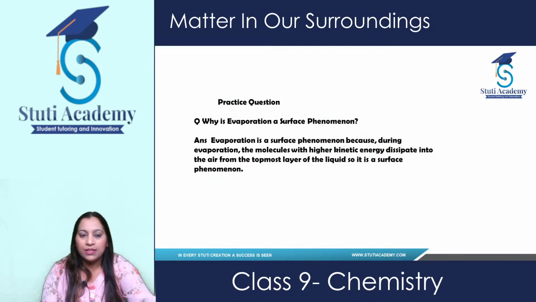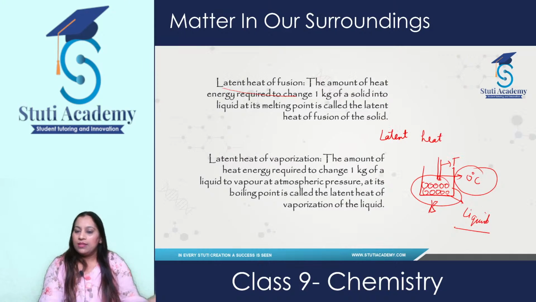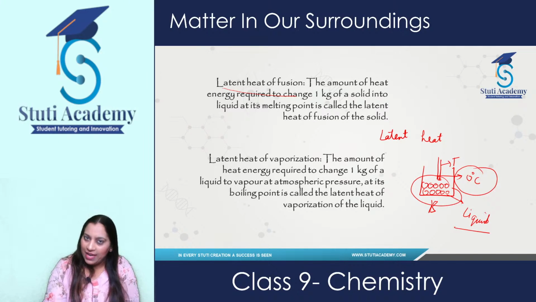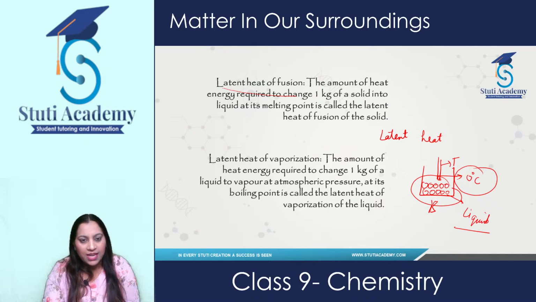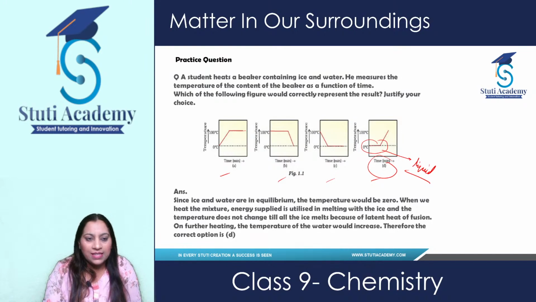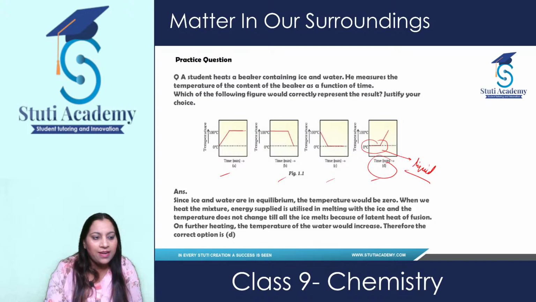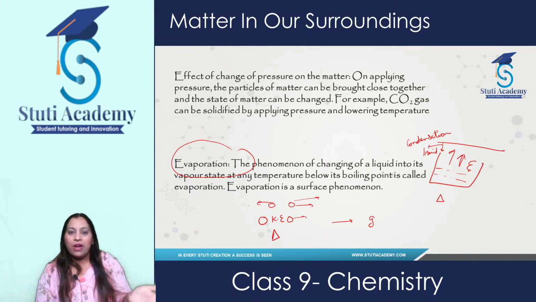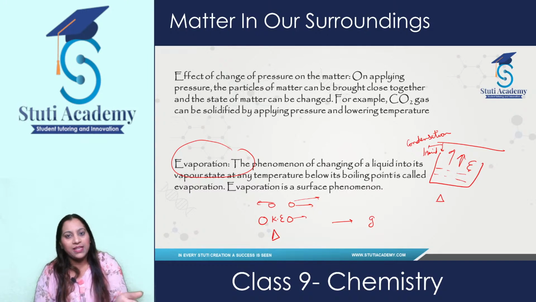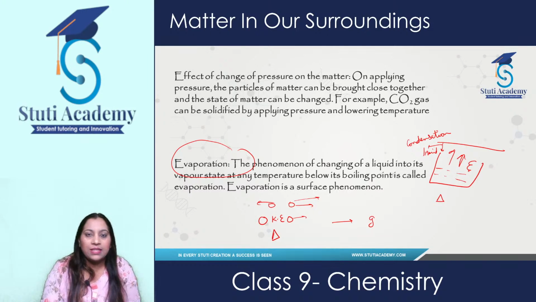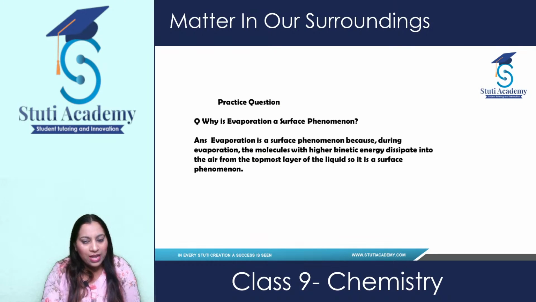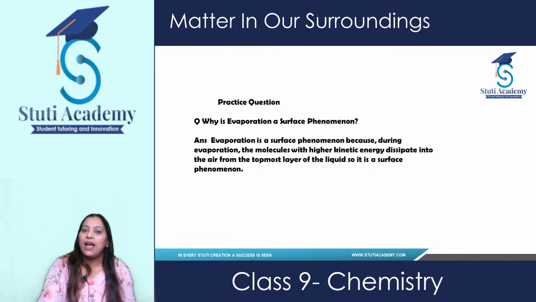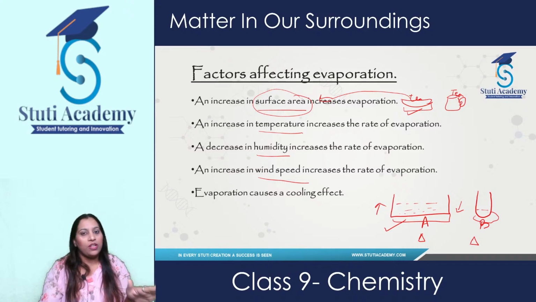So today we have done latent heat of fusion, latent heat of vaporization, and what is latent heat. I have already discussed this question with you on the basis of latent heat. Then what effect pressure has on different states of matter when one state changes into another state. Apart from pressure, temperature also plays a vital role in changing the states of matter. Then I have discussed evaporation and why evaporation is known as a surface phenomenon. This also I have explained, because when we provide heat, it has high kinetic energy and it takes place on the surface.